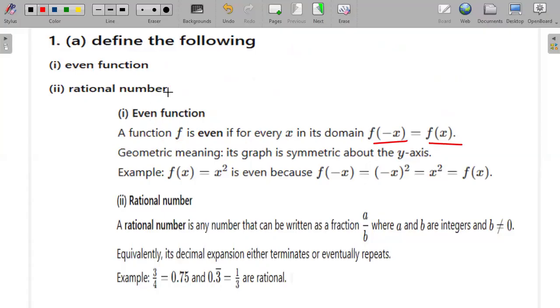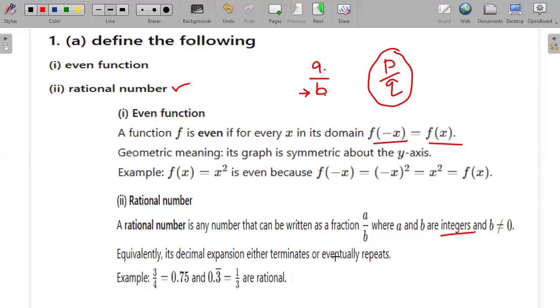And then the next thing is to define what a rational number is. A rational number is any number that can be written as a fraction. Any number that you can write in the form a over b, or whatever variables you pick, some people pick p over q. So any number that can be written as a fraction where a and b are integers and the number in the denominator is not equal to 0, we're going to be calling that a rational number.